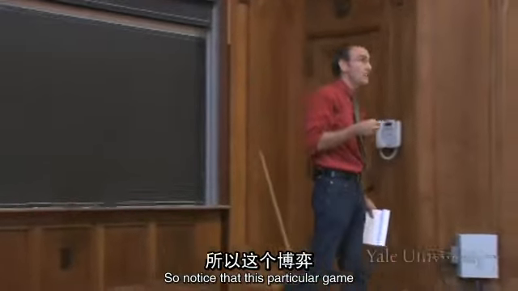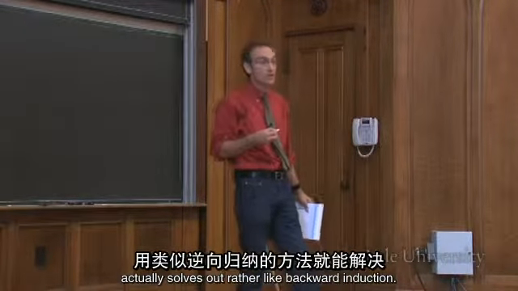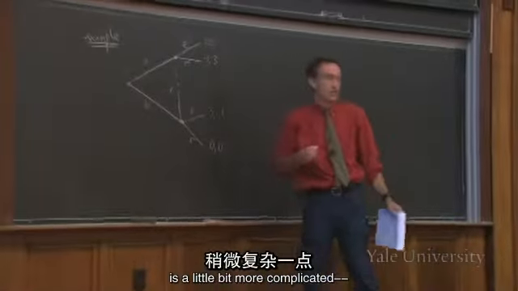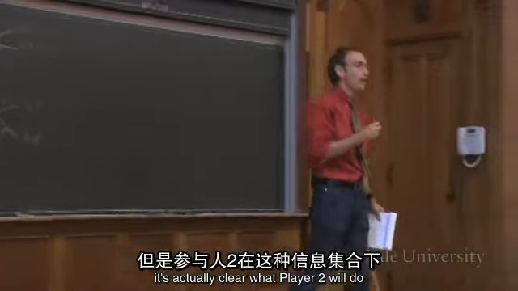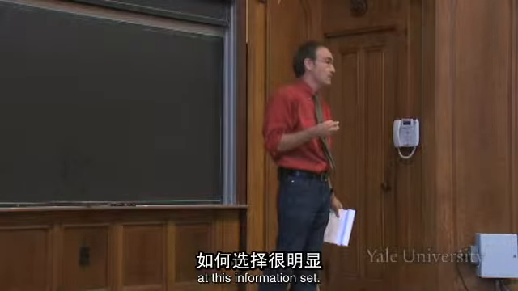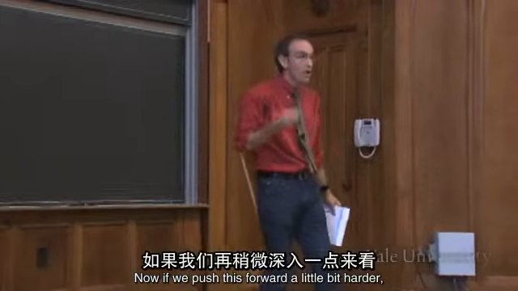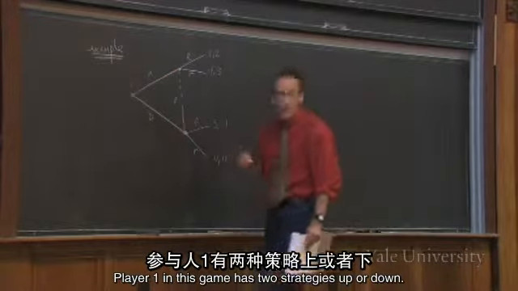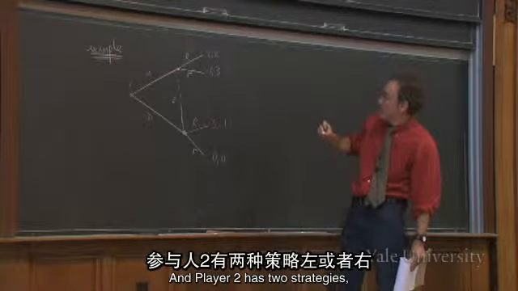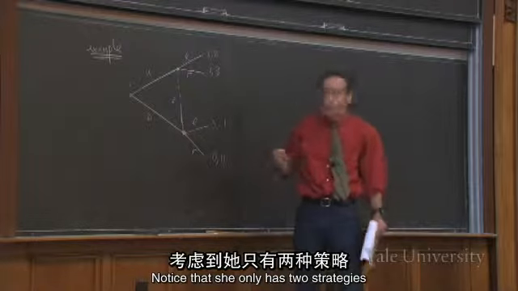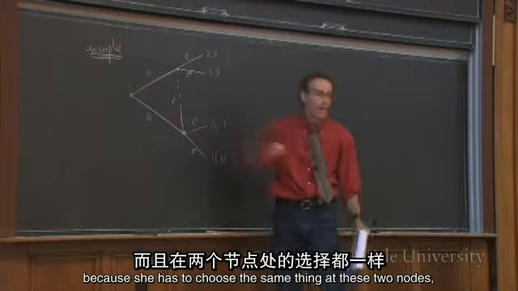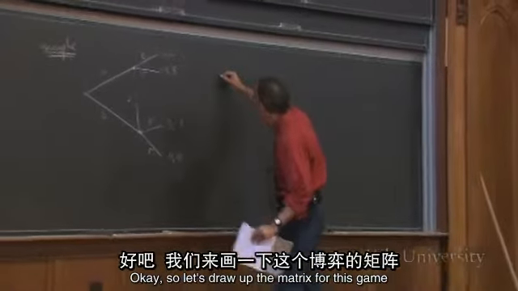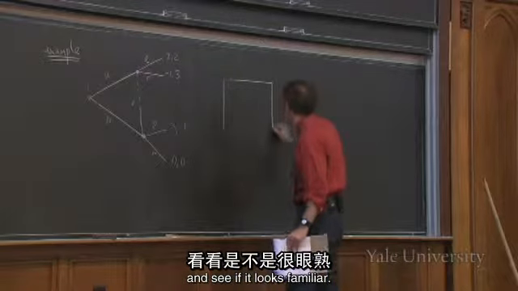So notice that this particular game actually solves out rather like backward induction. We actually know, even though player 2's choice is a little bit more complicated because she doesn't know where she is, it's actually clear what player 2 will do at this information set. Now if we push this forward a little bit harder, we can see why. Player 1 in this game has two strategies, up or down, and player 2 has two strategies. She either chooses left or right. Notice she only has two strategies because she has to choose the same thing at these two nodes. She doesn't know where she is. All right? Okay, so let's draw up the matrix for this game and see if it looks familiar.